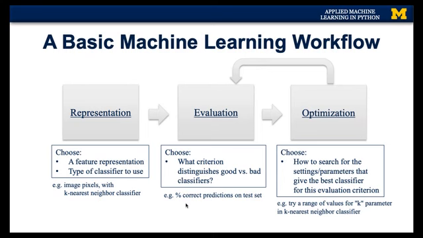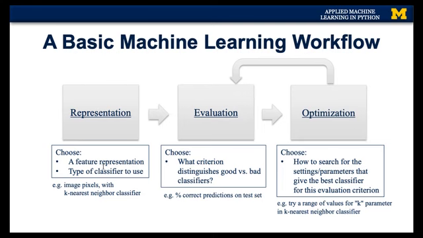So this is a workflow of the basic machine learning example. First we have representation, then we have evaluation, and then optimization, and this is a loop. We optimize, we further evaluate, then we optimize, we further evaluate, and so on. For representation, it is actually a feature representation and the type of classifier to use. Feature representation is an important area of research.